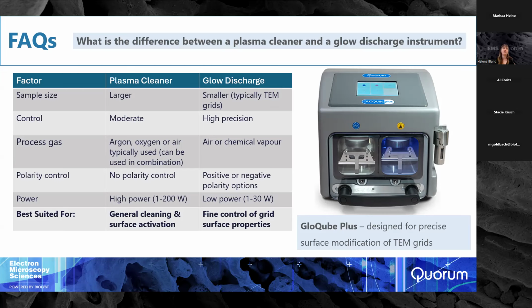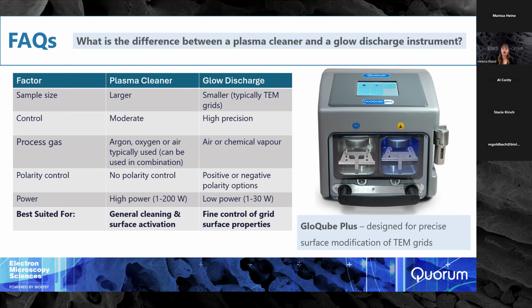So you can basically tune it so that you've got more ions going towards your sample or more electrons going towards your sample. This gives you better control over how hydrophilic or hydrophobic your surface becomes, as well as how polar you can make that surface. You also have options for doing in-chemical glow discharge, which is another way we can functionalize a surface, and you wouldn't typically do that in a plasma cleaner. In general, plasma cleaners are a lot higher power, whereas a glow discharge system would be up to around 30 watts. To summarize, a plasma cleaner is best for general cleaning and general surface application.